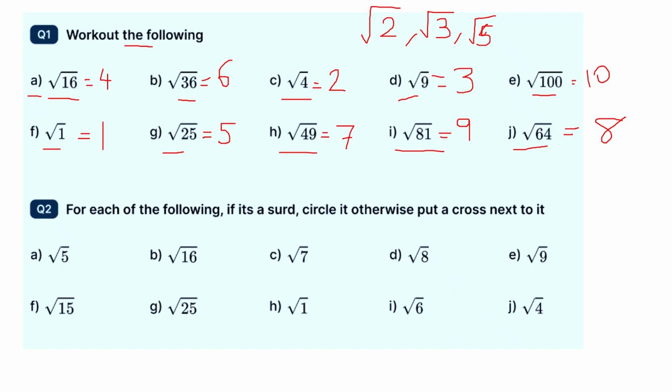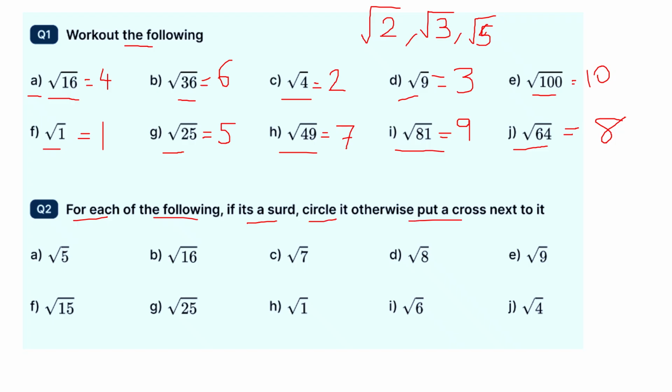Okay, but for the purpose here of GCSE, we're looking at square roots of whole numbers. But you can obviously have square roots of decimals, so bear that in mind. Okay, next up. For each of the following, if it's a surd, circle it, otherwise put a cross next to it.